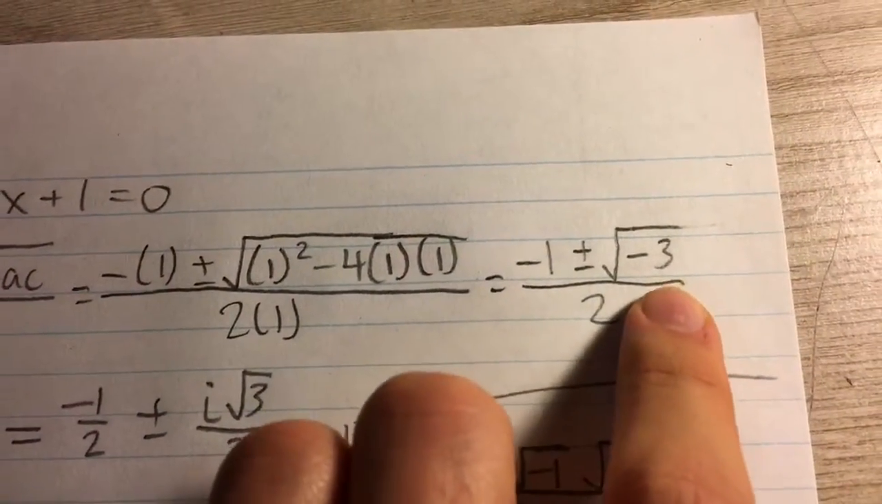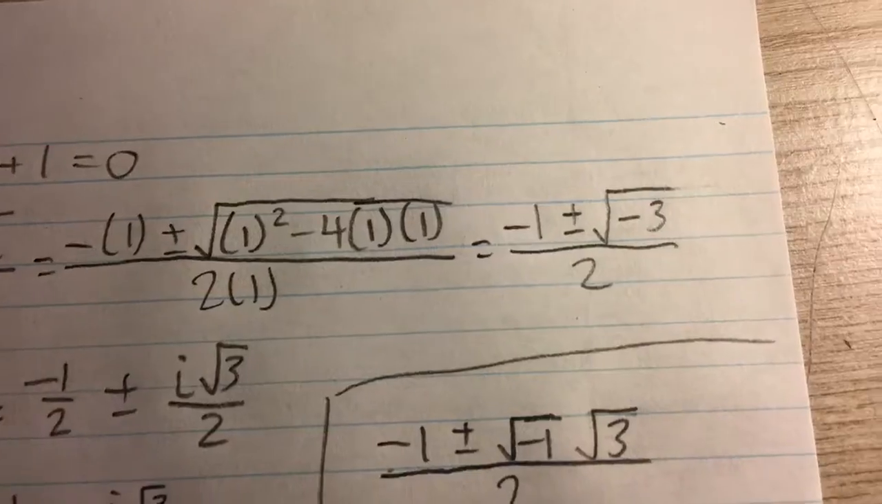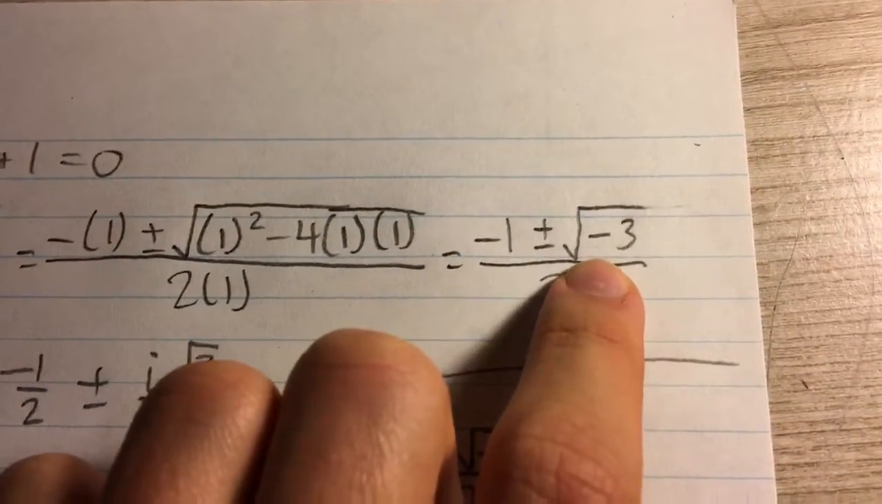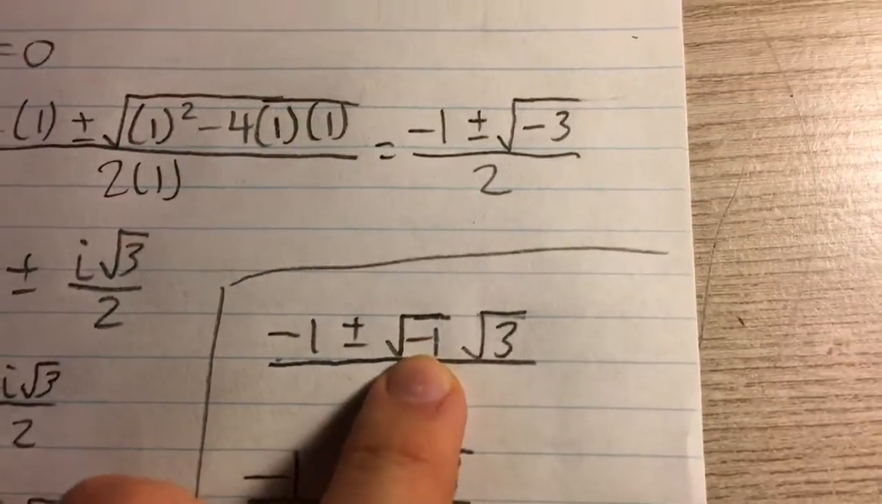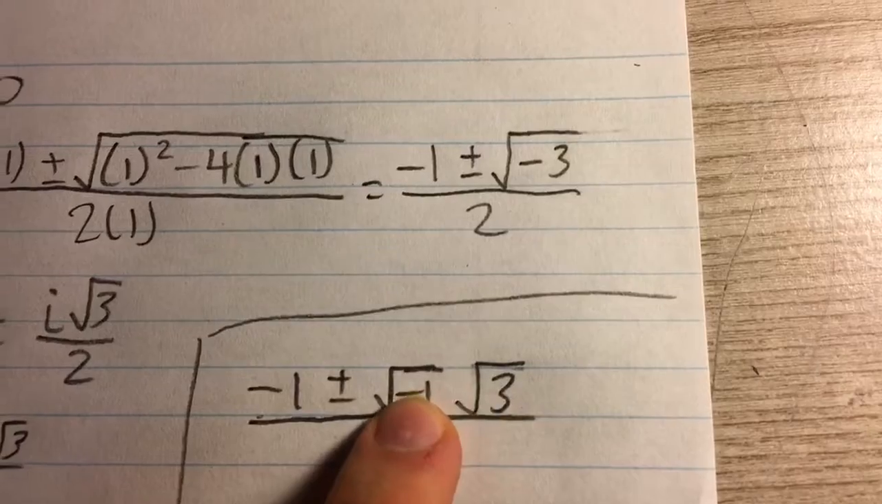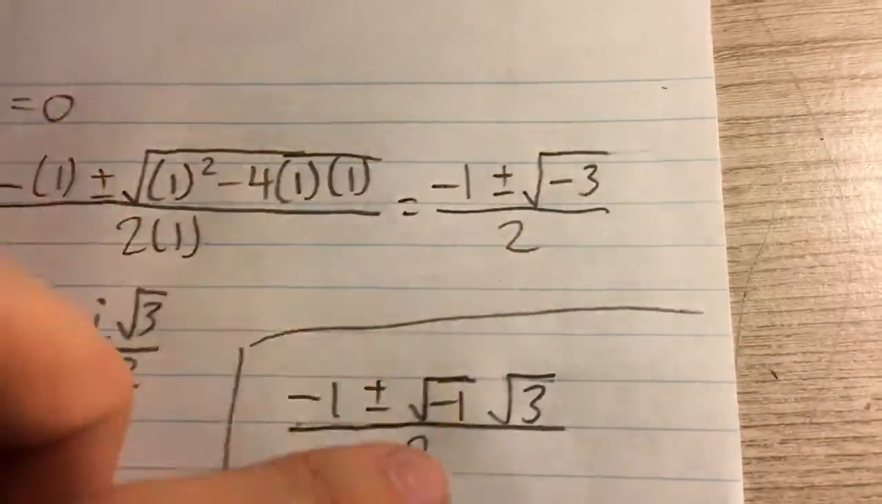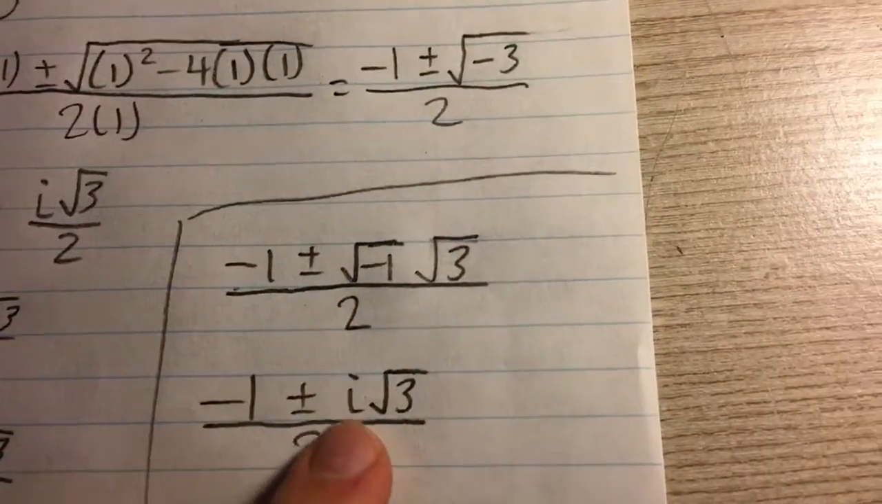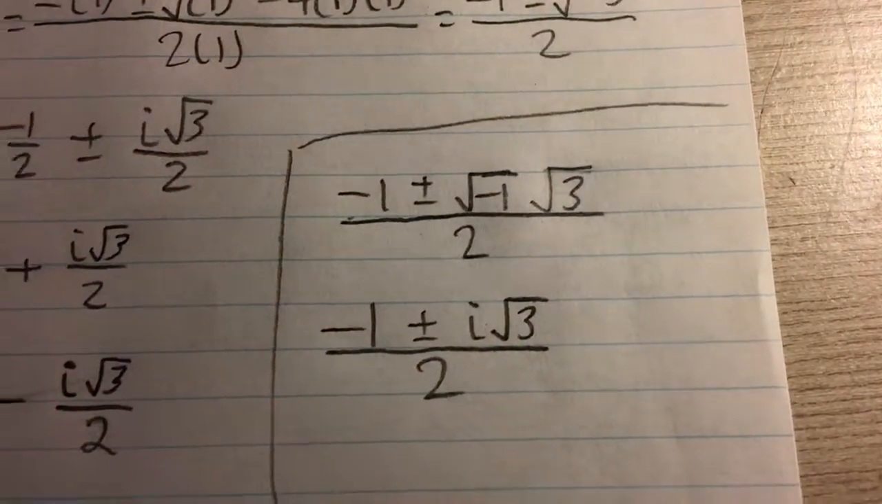Now, negative 3, you see we have a negative number in the square root sign, which means we have an imaginary number i. And we can rewrite that as square root of negative 1 times square root of 3, because if you multiply two roots, you multiply their insides. And so these two are equivalent. And square root of negative 1 is i, the imaginary number.